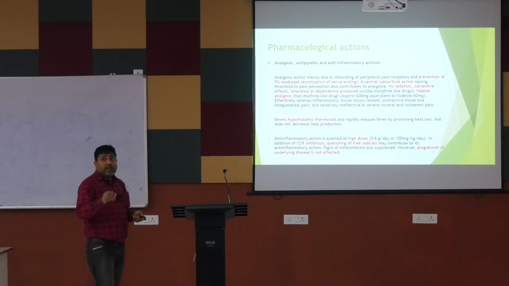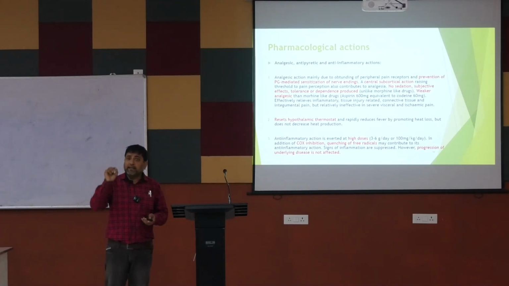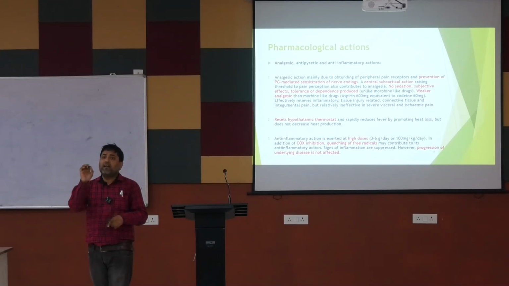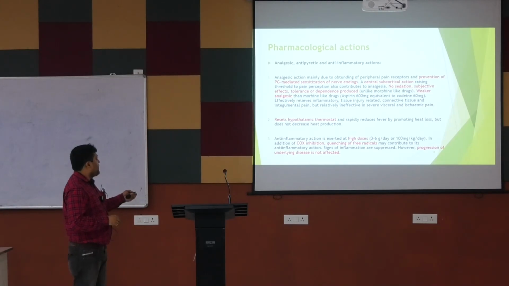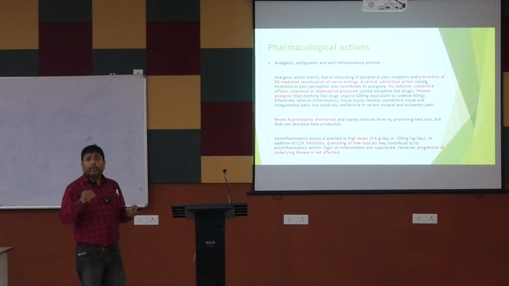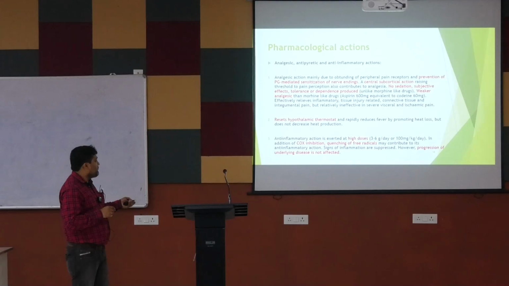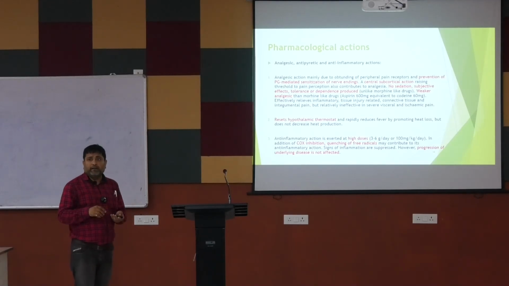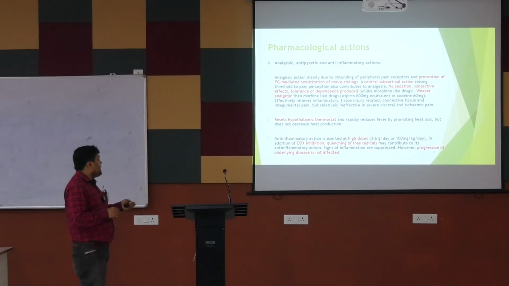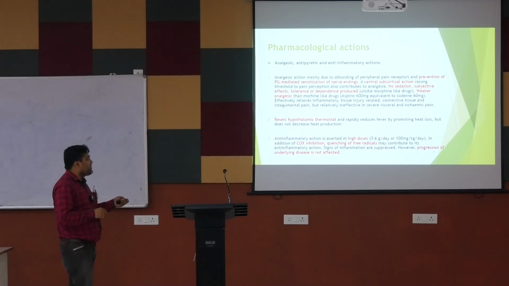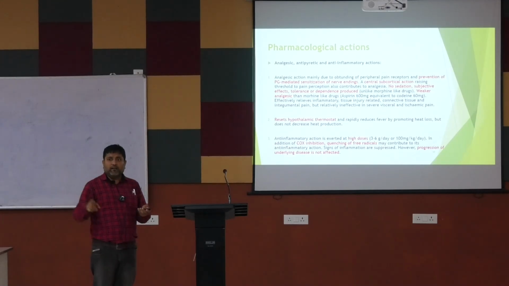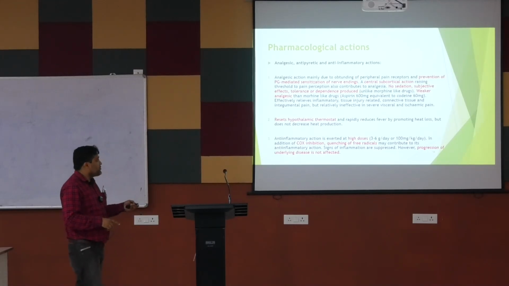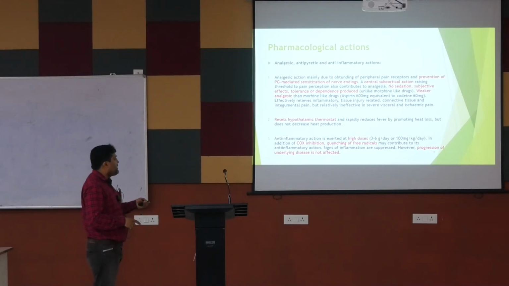Aspirin has analgesic and antipyretic action at a lower dose, while anti-inflammatory action requires higher doses. For the analgesic action, the dose is basically 0.3 to 0.6 gram per dose, and for anti-inflammatory action, it's 3 to 6 gram per day. In addition to COX inhibition, there are other actions as well, like a decrease in the generation of free radicals, which may contribute to its anti-inflammatory action.